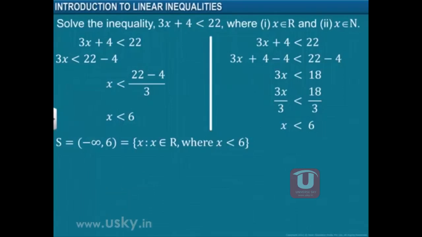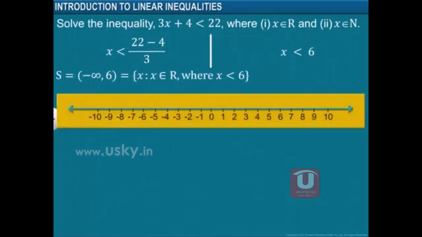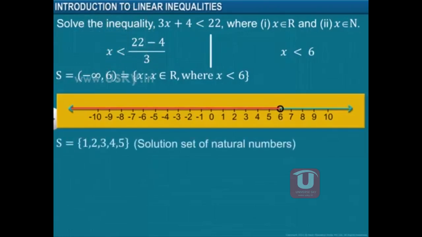Now, we will see how an inequality is represented graphically. Since the solution set belongs to real numbers, we take the real line. The solution set contains numbers less than 6. So we mark points left to the number 6, but not 6. The solution set of natural numbers for this inequality is shown here.